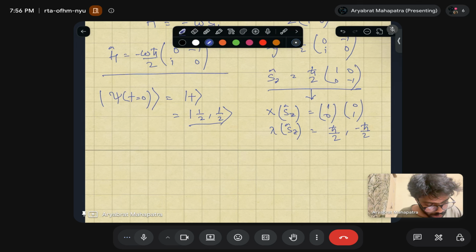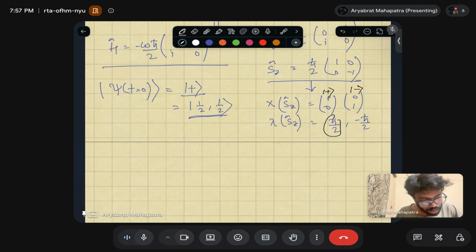So which means when initially you had this plus state, which means half and half, the plus state corresponds to this. Let me write this. This is your plus state, and this is your minus state. So when it is the plus state, your eigenvalue is plus h bar by 2.